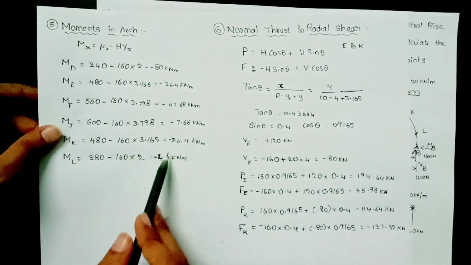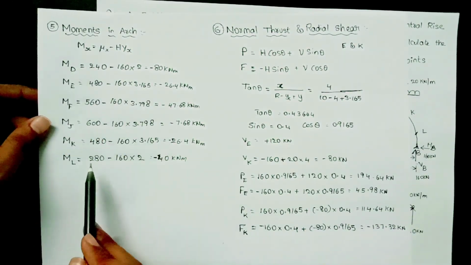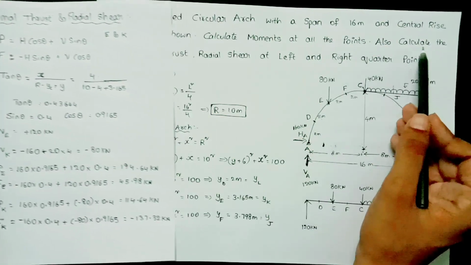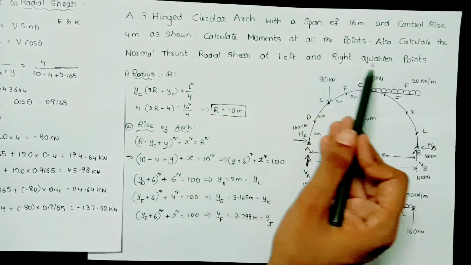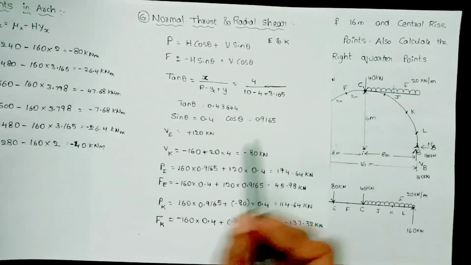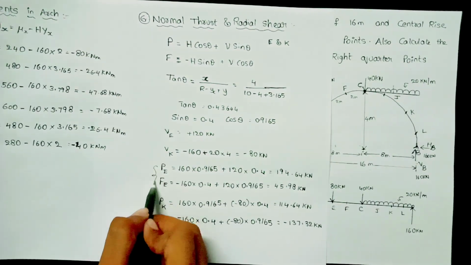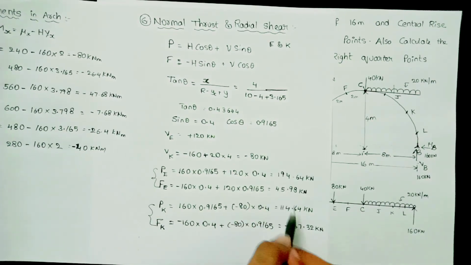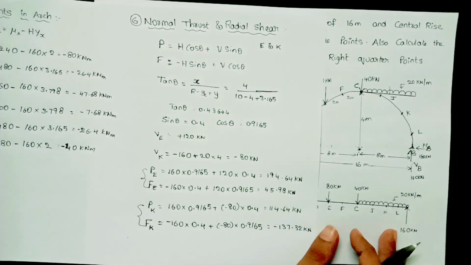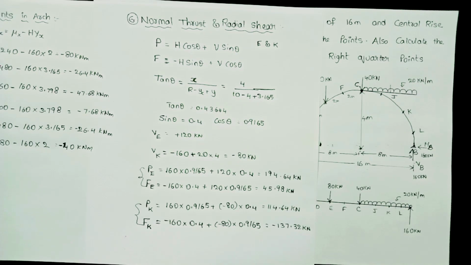So we have calculated, in the question it is asked to calculate the moment at all the points. These are the moments which we obtained at various points. Also it is asked to calculate the normal thrust and radial shear at left and right quarter span points. This is the left quarter span and this is the right quarter span. We have obtained the values at E and K. So this is the procedure of analysis of a three hinged circular arch.